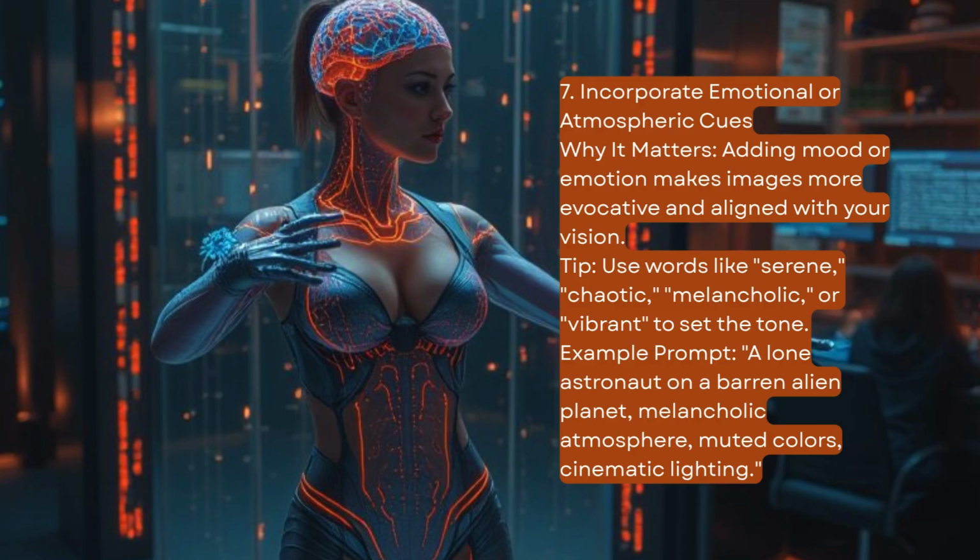7. Incorporate emotional or atmospheric cues. Why it matters: Adding mood or emotion makes images more evocative and aligned with your vision. Tip: Use words like serene, chaotic, melancholic, or vibrant to set the tone. Example prompt: A lone astronaut on a barren alien planet, melancholic atmosphere, muted colors, cinematic lighting.